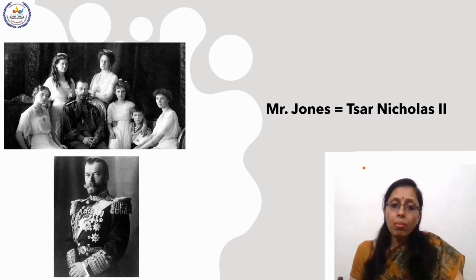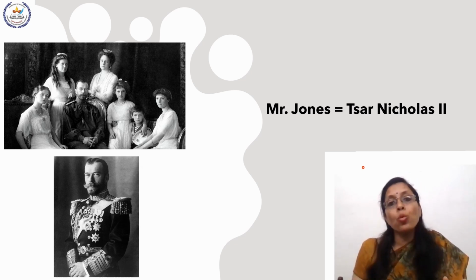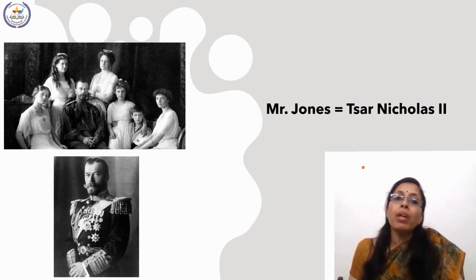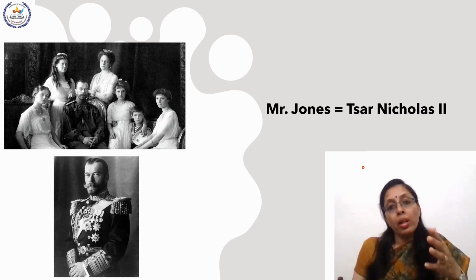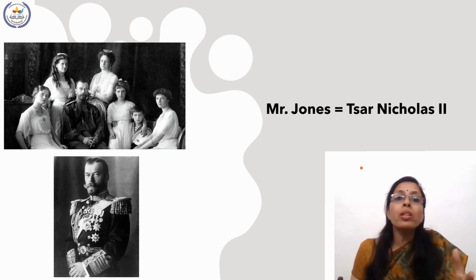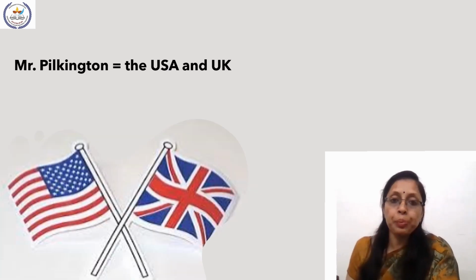And then we have the character of Mr. Jones, the human character that we have. Now, Mr. Jones, he's the owner of the animal farm and he is the one who is cruel to his animals, and that is why ultimately he is driven out of the farm by the animals. So he represents King Nicholas or Tsar Nicholas II of Russia. So as we can see here in the picture, this is Tsar Nicholas II with his family, and this is King Nicholas and his whole family, they were executed after the revolution of 1917.